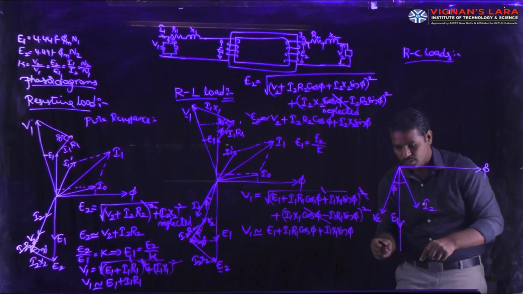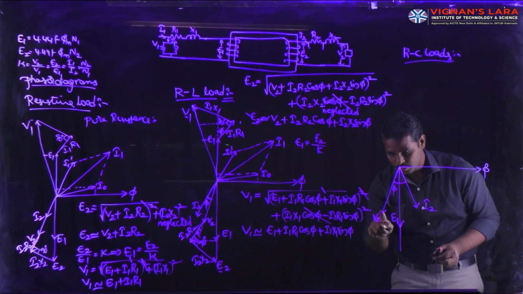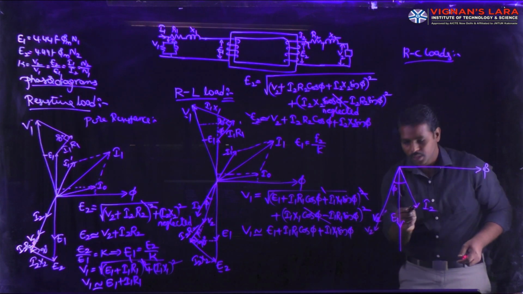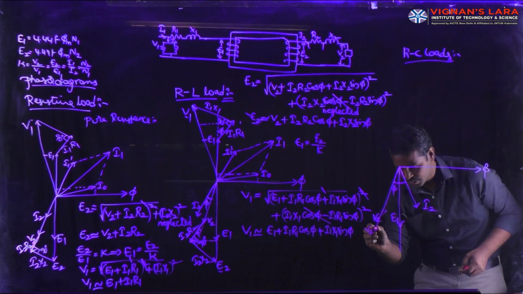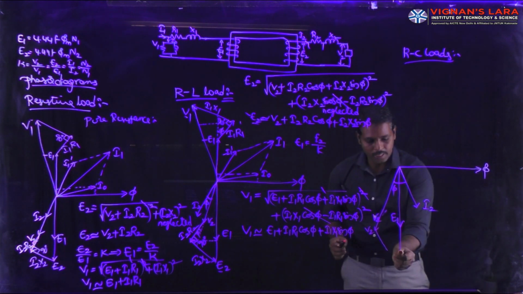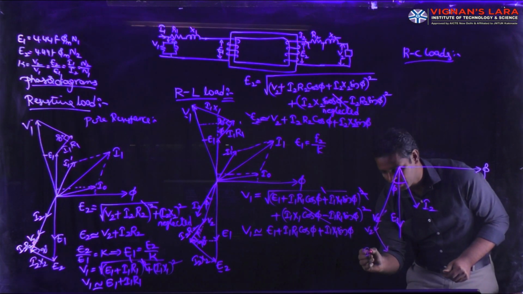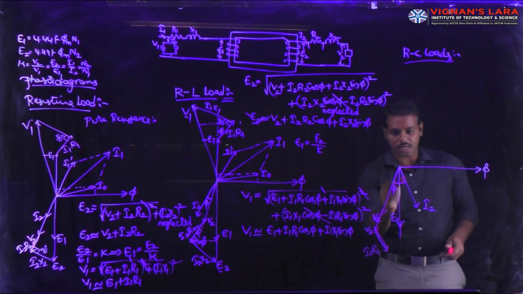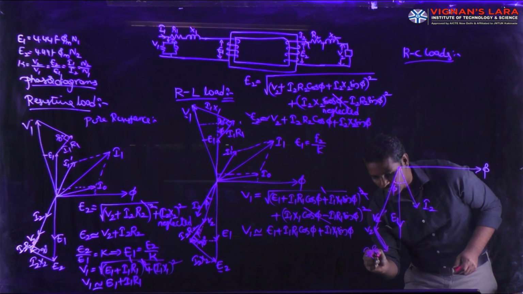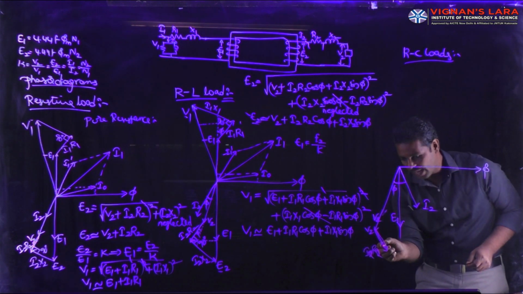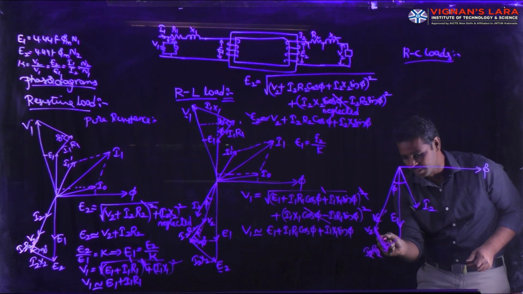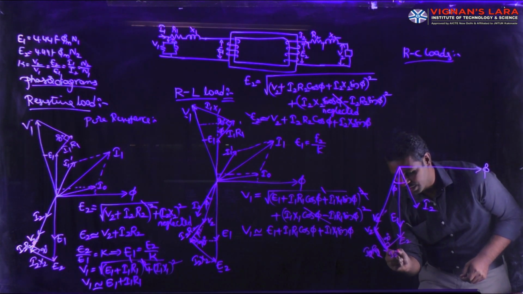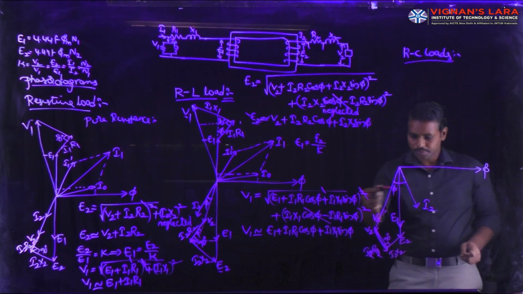So then this is the value of V2, which is in phase with the voltage, the resistive load, which is equal to I2 R2. So I2 R2 is always in phase with I2, and I2 X2 is always displaced by an angle of 90 degrees, and we get the E2 value, which is equal to I2 into X2. So this is the downward direction.